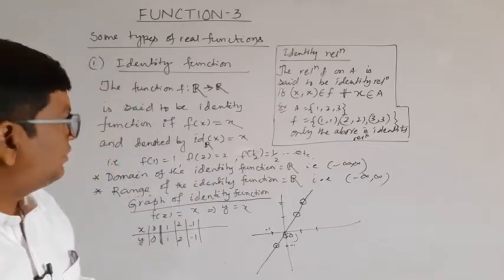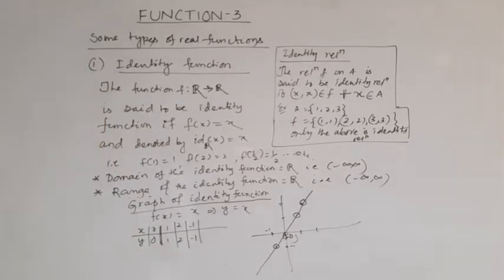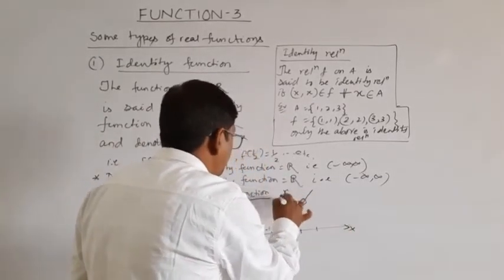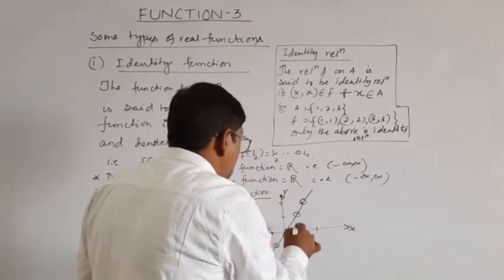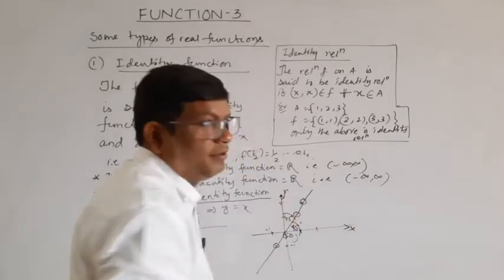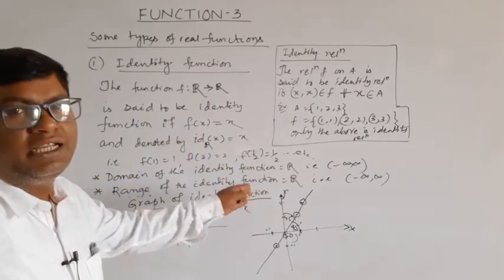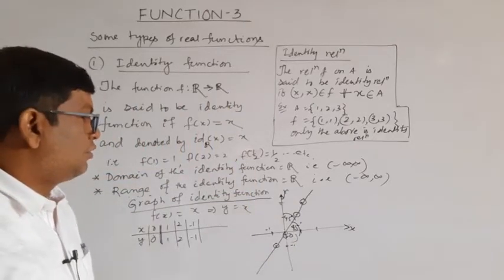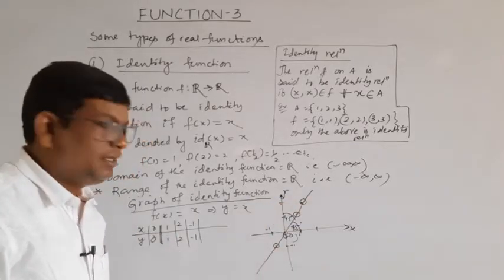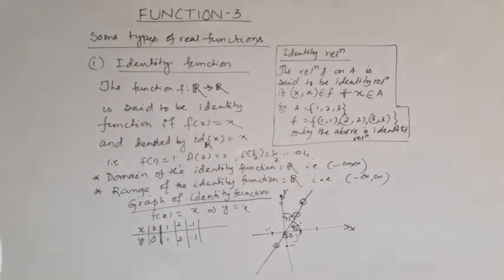Clear? Now, this is the x-axis and this is the y-axis. This is origin O, and this angle is 45 degrees. This angle is also 45 degrees. So the graph of the identity function is equally inclined to the coordinate axes, that is, in the first quadrant and third quadrant. It is the property. Okay. Now, type 2: constant function.